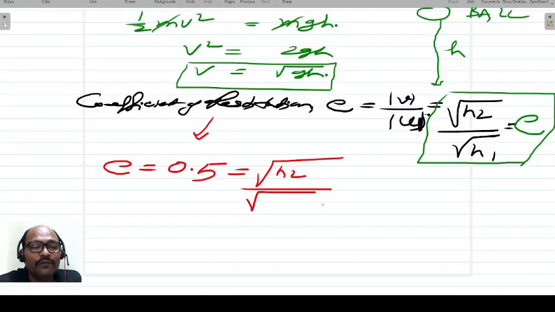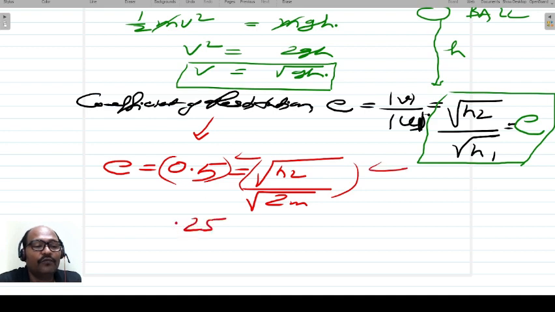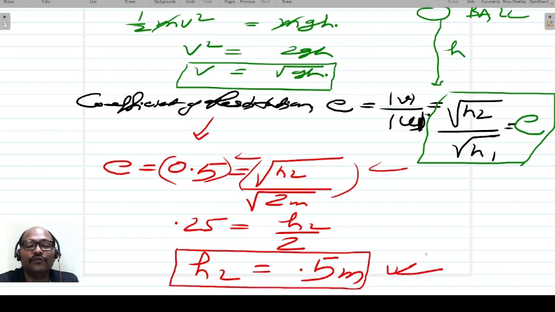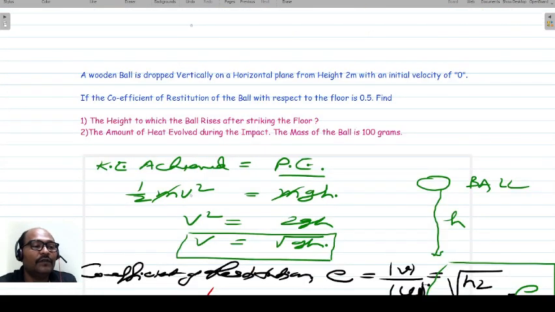We put the value 2 meter here, and squaring both sides, we get 0.25 equals h2 by 2, which means h2 equals 0.5 meter. So the ball rises to a height of 0.5 meter after striking the ground. So we get the value of h2, which is 0.5 meter. Now we'll come to the second part. The first part is solved, and it's 0.5 meter.